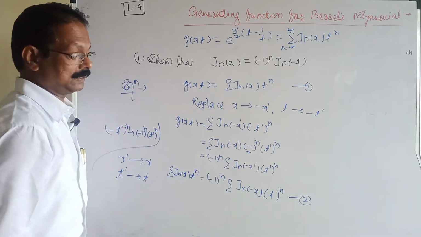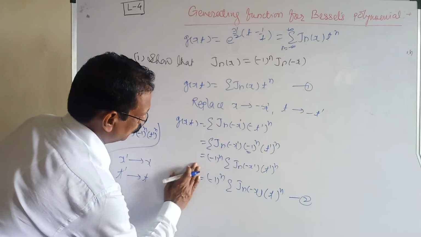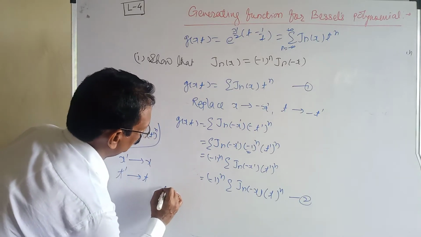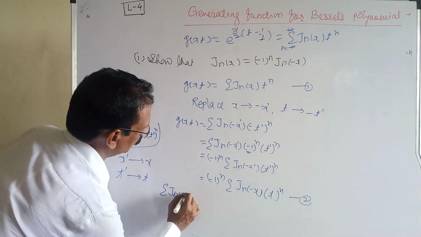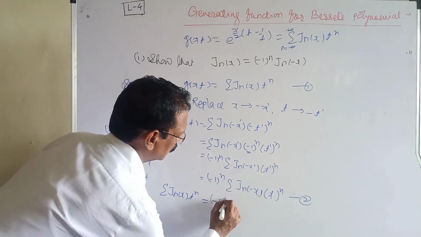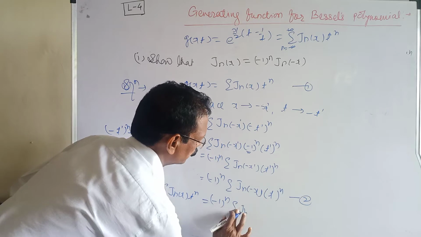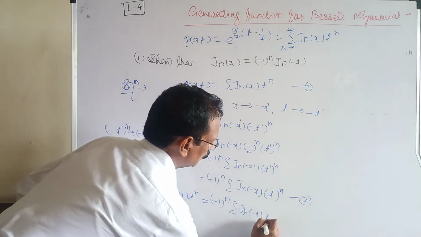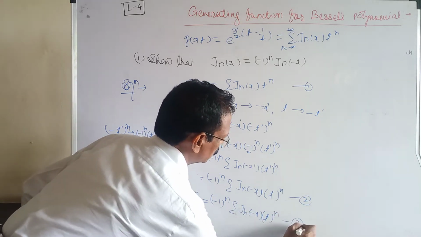So this is equation number 2, where g of x is equal to the summation of Jn of x into t raised to n. And then the right hand side we write as it is: minus 1 raised to n into the summation of Jn of minus x into t raised to n. It is equation number 3.